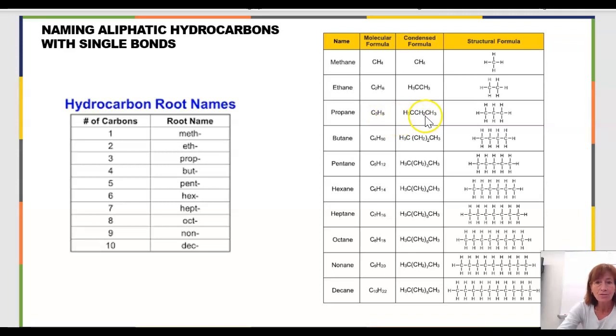We can see their condensed formula. That's just a different way to write it, revealing a little bit more of the structure. And then this is the actual structural formula, if we drew it out. All of these are called aliphatic hydrocarbons. They all have single bonds, which is why they have the ANE ending. But they're aliphatic because they're linear. The carbons go in a straight line, as opposed to ones that might form a circular, cyclic structure.